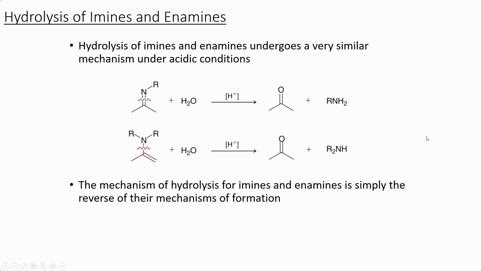This same hydrolysis reaction can occur for both imines and enamines, and the mechanism for these two reactions will be the reverse of the mechanisms for their formation. And notice that in these cases, instead of having excess amine and acid, we'll have excess water and acid, and this will push the equilibrium in the opposite direction to reform the ketone.